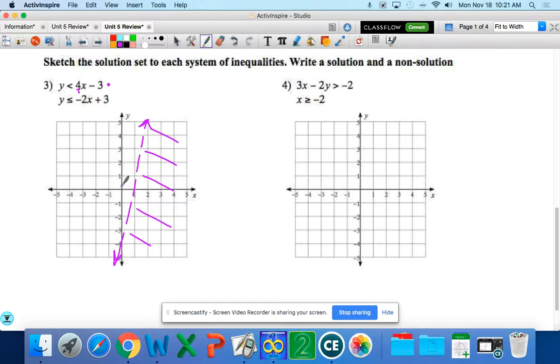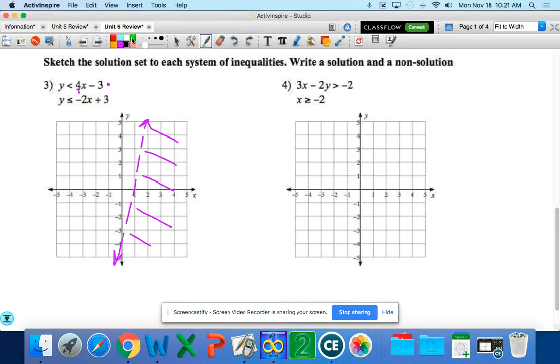Now, when you choose a test point, if the test point becomes a true statement, you shade with the test point. If it's a false statement, you shade without the test point. So if I chose 0, 0, this would be 0 is less than 4 times 0, which is 0, so it would be 0 is less than -3. That's a false statement. Okay, 0 is not less than -3, so we would not shade the 0, 0 side, we'd shade the other side, just like we already did. Okay, just showing you both ways to do that.